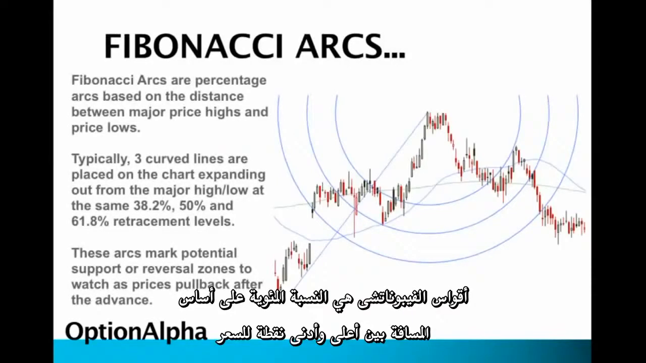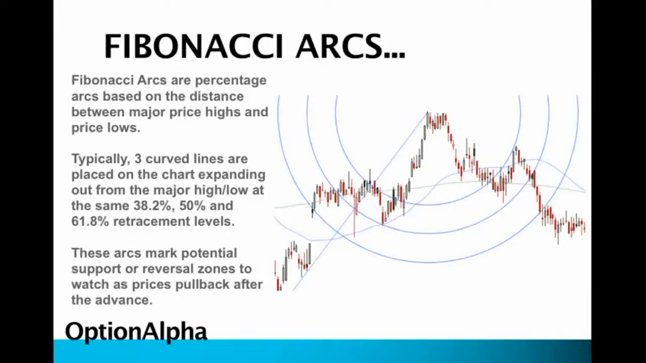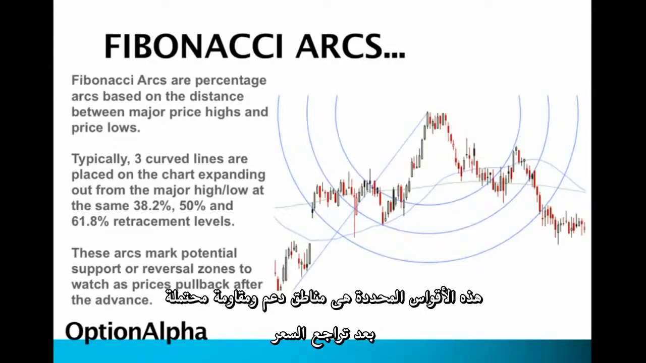Now Fibonacci arcs are percentage arcs based on the distance between major highs and major lows, or major lows and major highs. Typically 3 curved lines or more are placed on the chart expanding out from the major high-low at the same 38.2, 50, and 61.8 retracement levels. Now these arcs mark potential support or resistance zones after prices pull back, or as prices pull back after an advance.